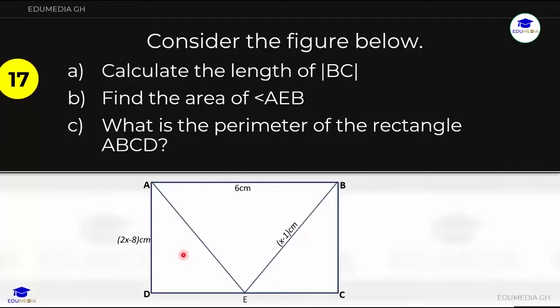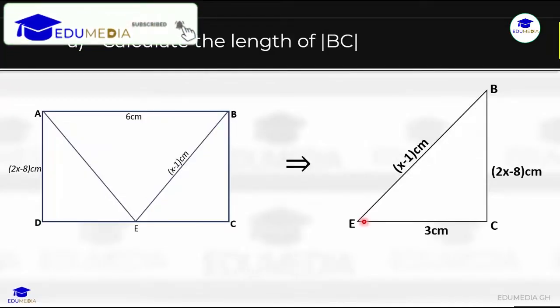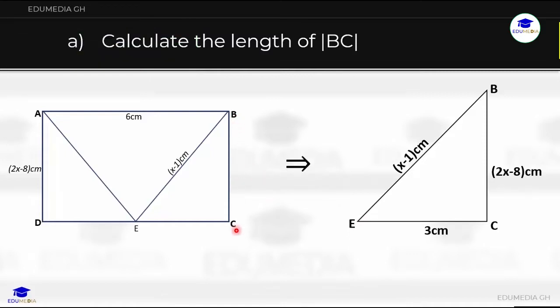Question number 17. Consider the figure below. So we have this figure. You calculate the length of line BC, and then also you find the area of AEB. Then you also look for the perimeter of the rectangle ABCD. To calculate the length of this, first of all, we need to factor out line BC. Where is it located? Line BC is located here. Hence, we are able to take this side of the shape out. This gives us a right-angled triangle. And let's also remember that we are looking for line BC, which is the same as line AD. Hence, the figure for line AD is the same as the figure for line BC.